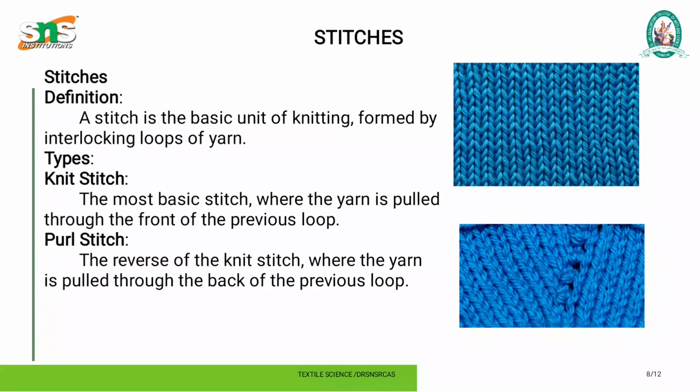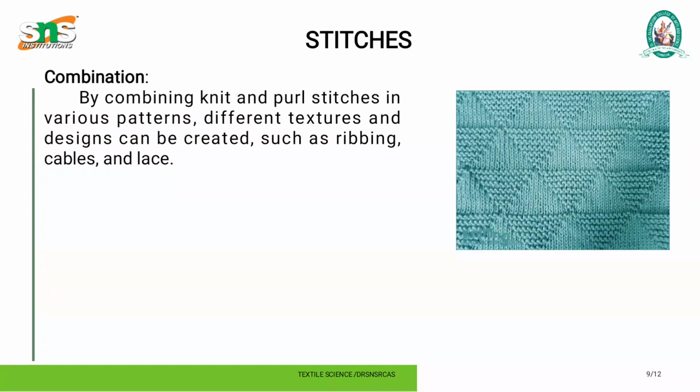Stitches. Definition: a stitch is a basic unit of knitting formed by interlocking loops of yarn. Types. Knit stitch: the most basic stitch where the yarn is pulled through the front of a previous loop. Next, purl stitch: the reverse of the knit stitch where the yarn is pulled through the back of the previous loop. Next, combination: by combining knit and purl stitches in various patterns, different textures and designs can be created such as ribbing, cables and lace.